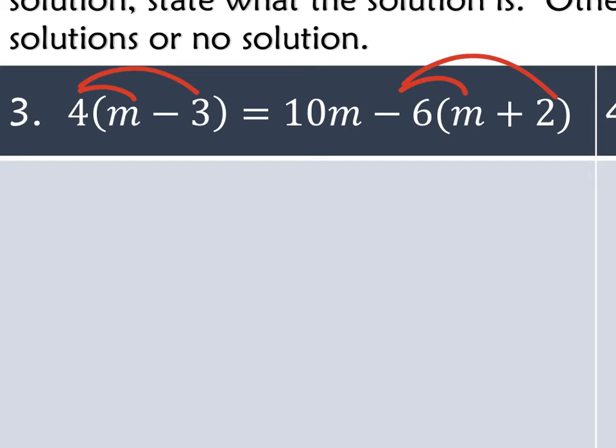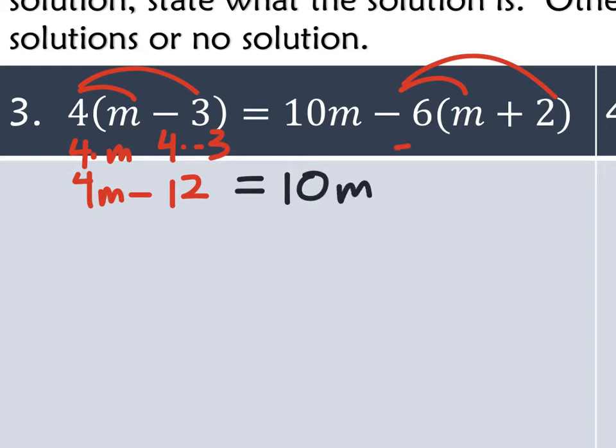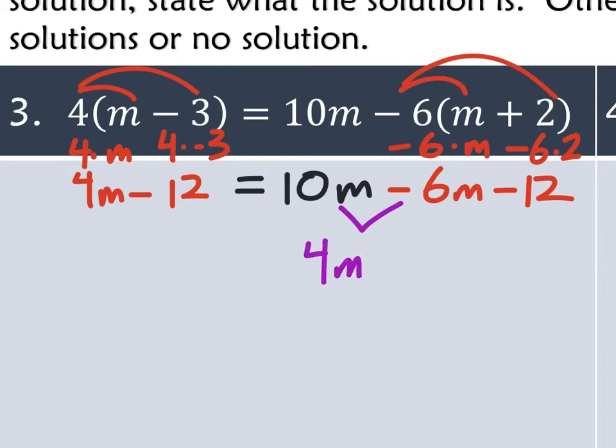So we'll start with distribution, and that's 4 groups of m, which is 4m, and also 4 groups of -3, which is -12. Well, this should equal 10m, and then we're distributing -6 on this, so it's -6 groups of m, which is -6m, but also -6 groups of 2, which is -12. Then we'd look for any like terms we can combine. Well, we got the m's right there. 10m minus 6m is 4m. So now we got 4m minus 12 equals 4m minus 12.